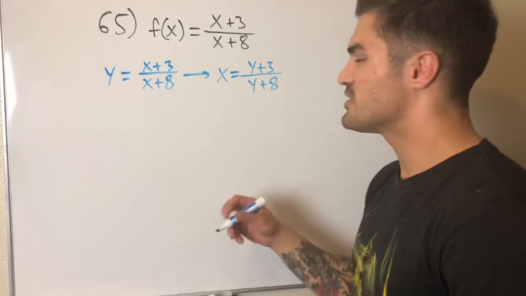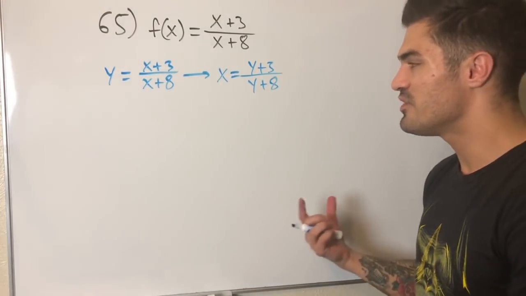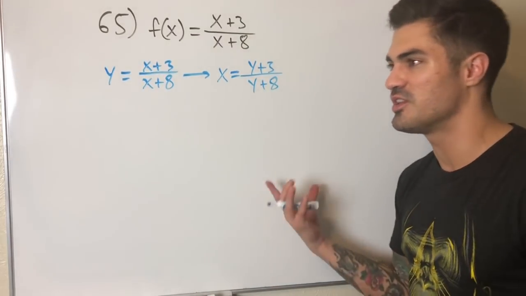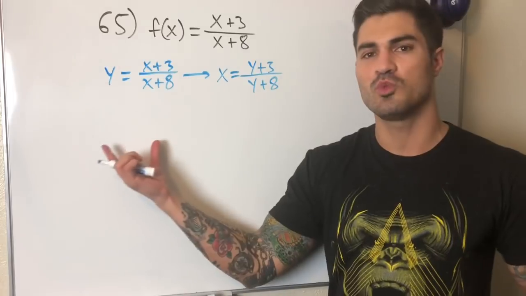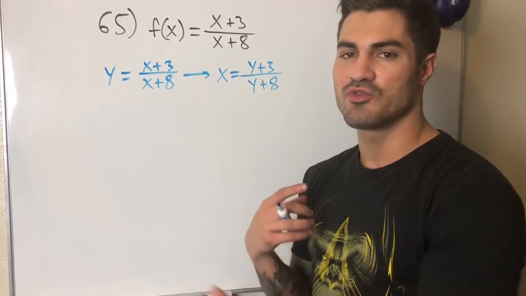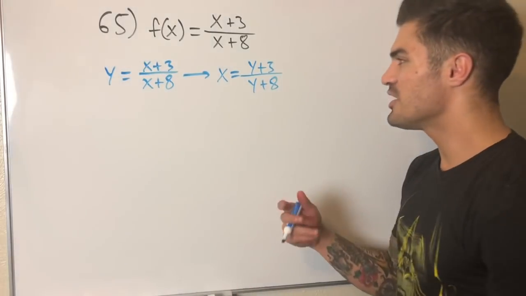So since I have 2 y's, what's going to end up happening is I want to get everything with y on one side of the equation by itself and everything else on the other side. So if all my y terms are on one side, I can factor out a y, and I can divide by whatever's remaining, divide both sides. So we'll see how that works when I do it.